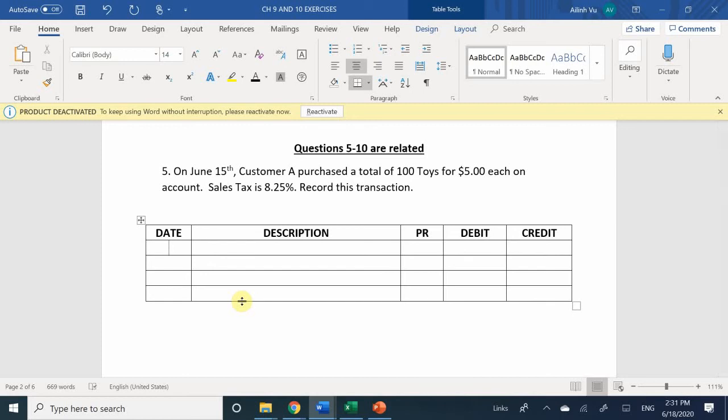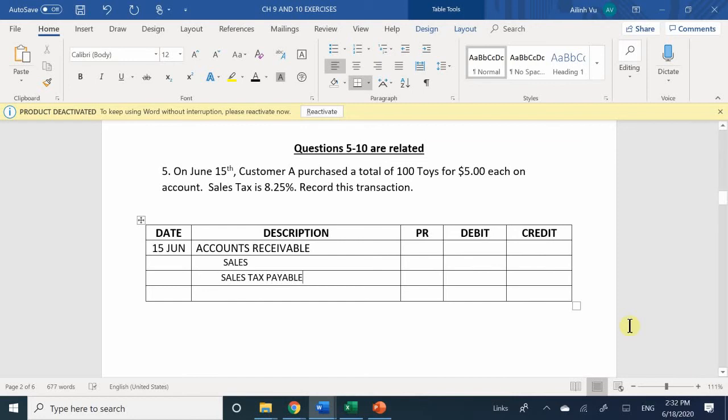Accounts receivable would be correct. So let's go ahead and record the date. June 15. Accounts receivable because they owe us money. In other forms, we are receiving some form of money. This is them giving us an IOU, a receivable. And we need to recognize sales and sales tax. Tax is 41.25.